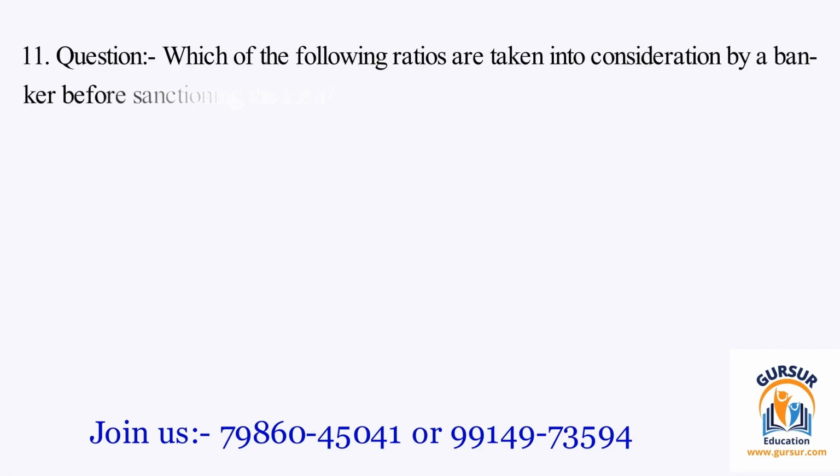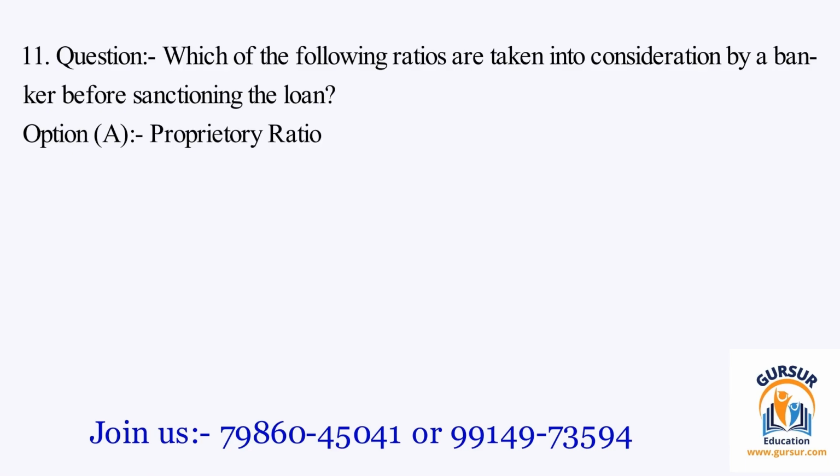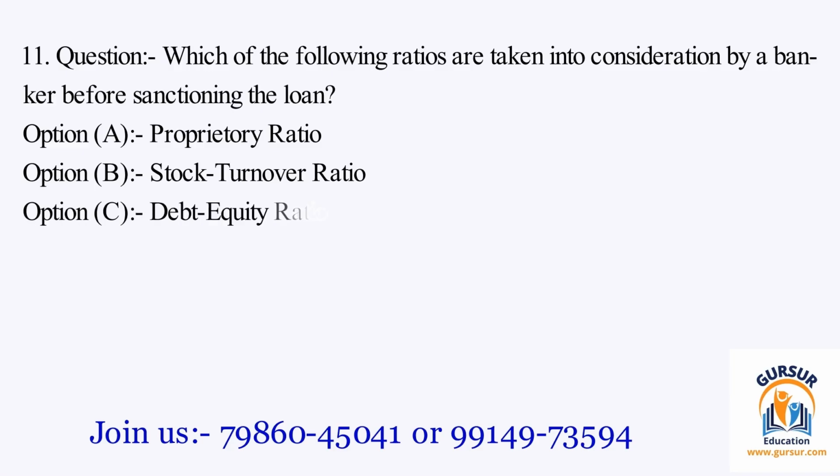Question number 11. Which of the following ratios are taken into consideration by a banker before sanctioning the loan? The option A is proprietary ratio. The option B is stock turnover ratio. The option C is debt equity ratio. The option D is all of the above.